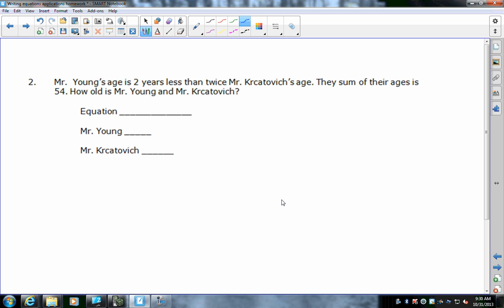It says Mr. Young's age is 2 years less than twice Mr. Krashevich's age. The sum of their ages is 54. How old is Mr. Young and Mr. K? Guys, star and highlight this one because there is an issue. When you see this phrase right here, less than, you have to be careful because they're going to trick you. It's going to be on your EOC test. It's going to be on the test you're going to have.